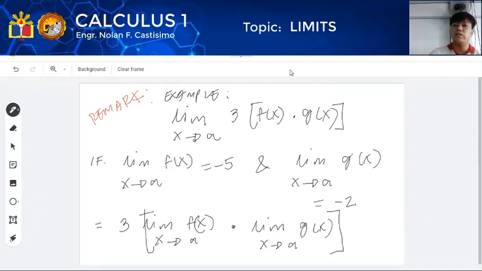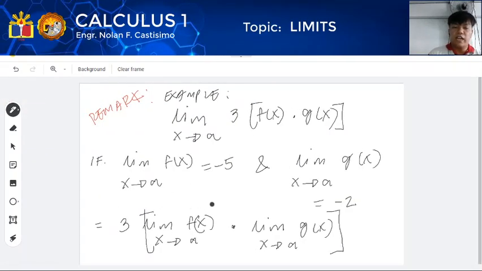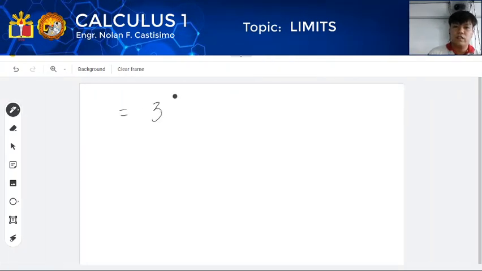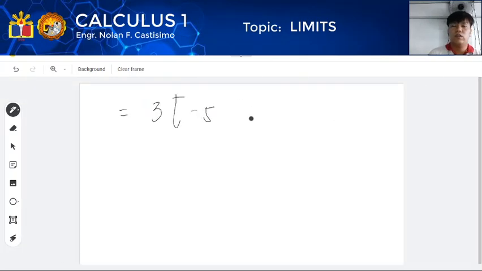So, lagyan natin to ng bracket para mas maintindihan natin. So, next frame na tayo. Equals 3. And then, ano yung value ng limit of f of x natin? -5. So, -5. And then, value ng limit of g of x natin is -2. So, -2. I-multiply natin. So, times. So, ano yung nasa loob? -5 times -2 is equivalent to +10. And then, i-multiply na natin siya sa constant. So, 3 times 10 is equivalent to 30. Ayan.